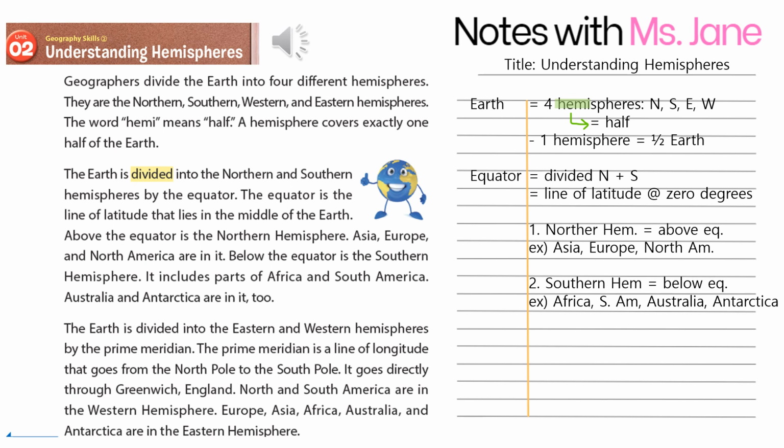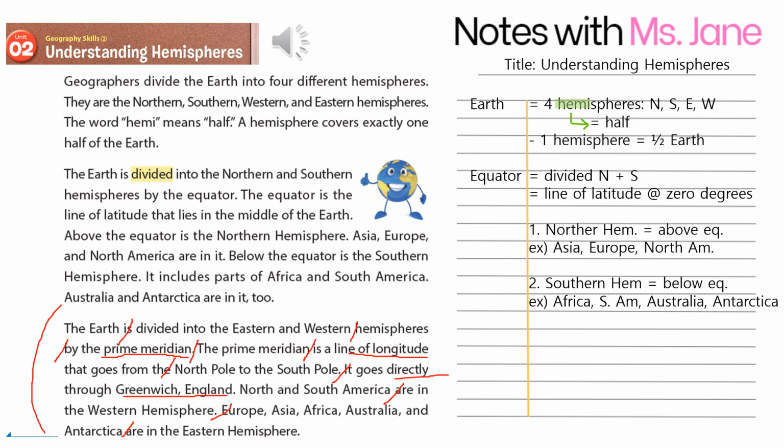Then let's take a look at our last paragraph. It says the Earth is divided into the eastern and western hemispheres by the prime meridian. Prime meridian is something that we talked about very briefly last time. The prime meridian is a line of longitude that goes from the North Pole to the South Pole. It goes directly through Greenwich, England. North and South America are in the Western Hemisphere. Europe, Asia, Africa, Australia, and Antarctica are in the Eastern Hemisphere.